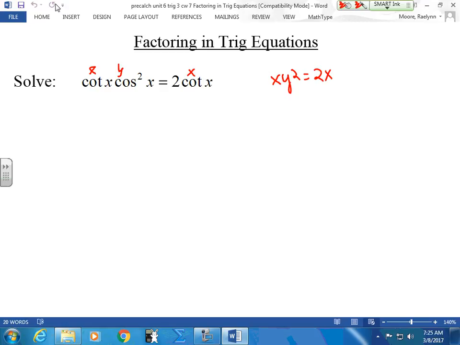Okay, get everything to one side. As soon as you see variables all over the place, get everything to one side. So subtract the 2x. So let's subtract the 2 cotangent. We're just going to do the same thing right here. I made the x be the cotangent, I made the y be the cosine. And since our cosine was squared, I made it y squared. I just took out the trig part of it. So let's subtract that.